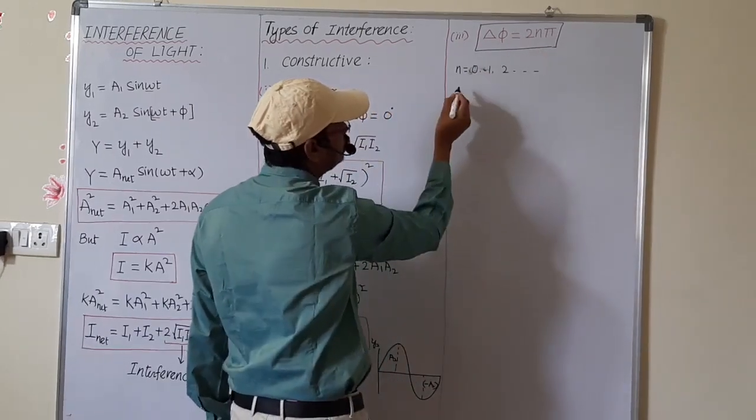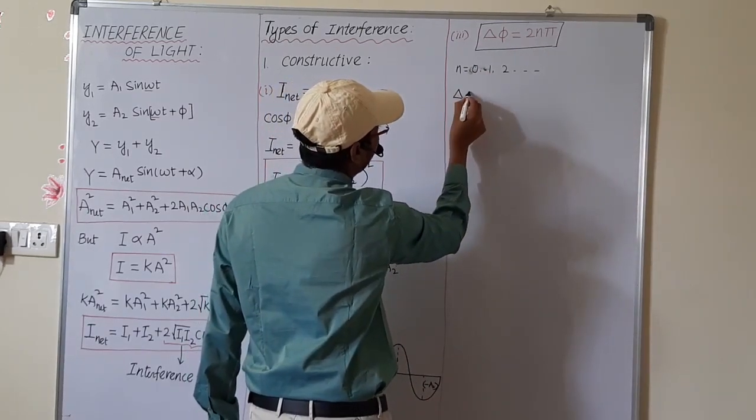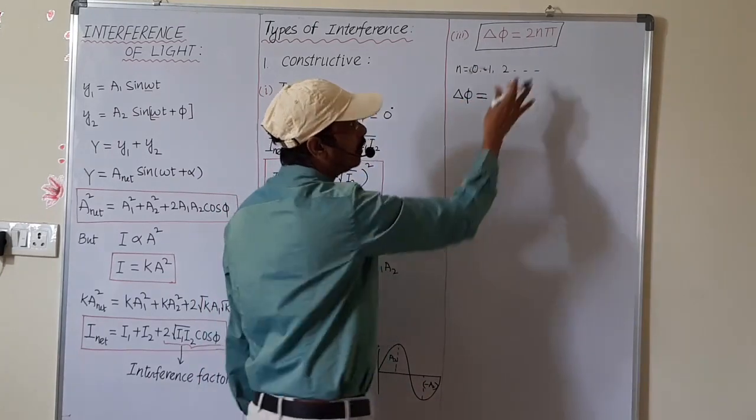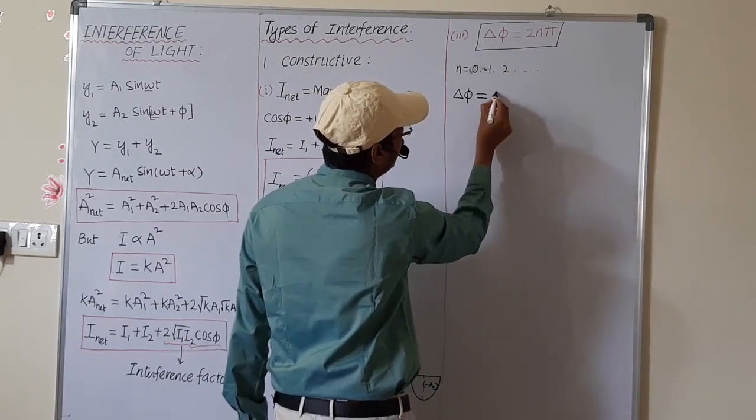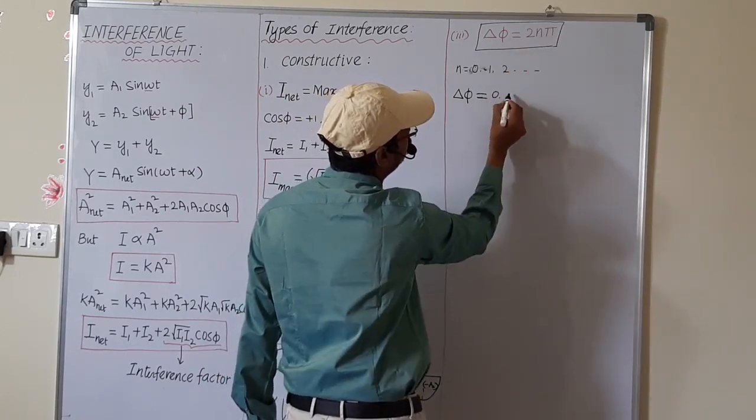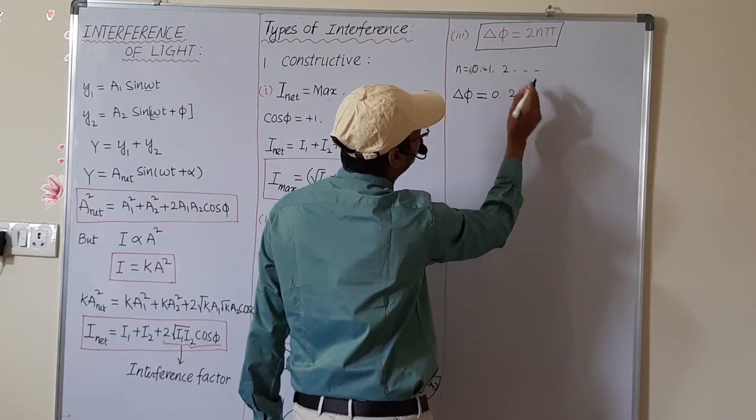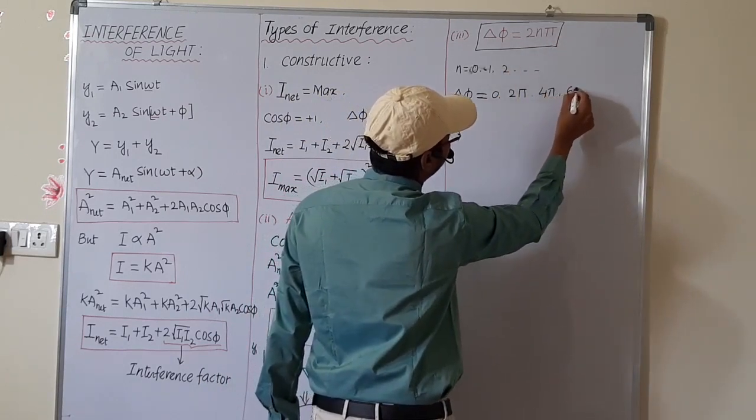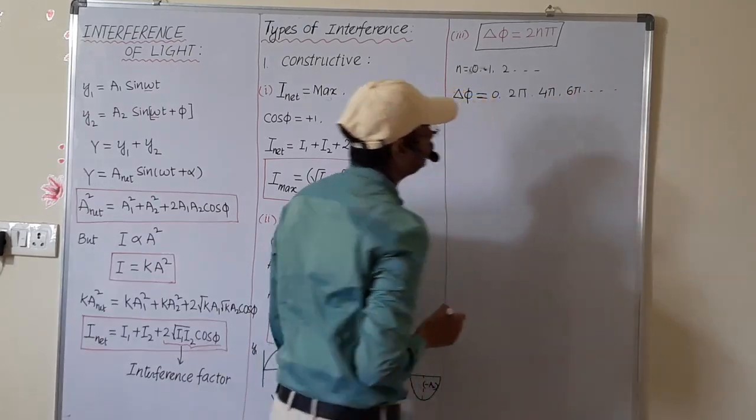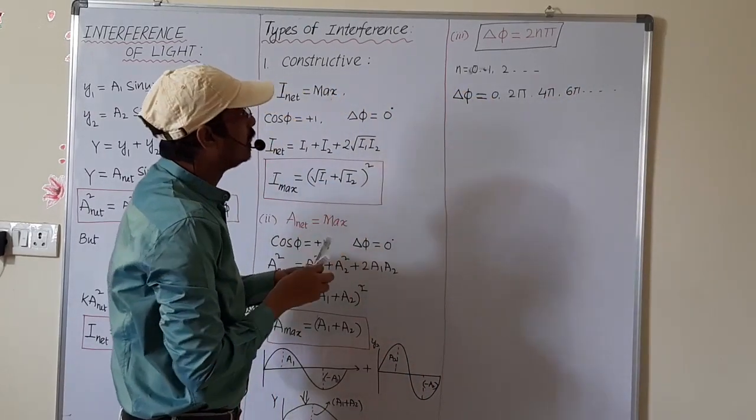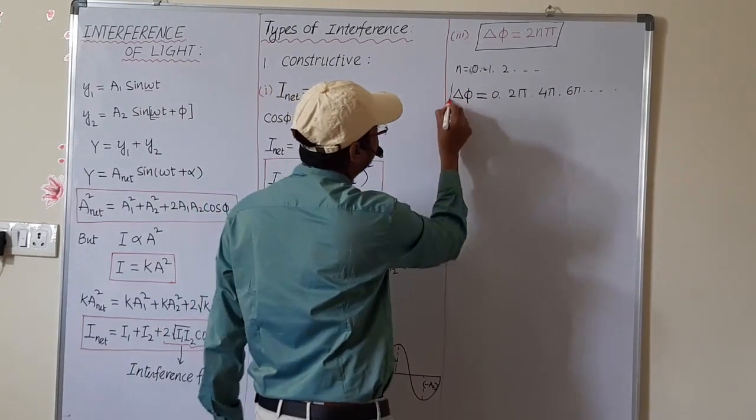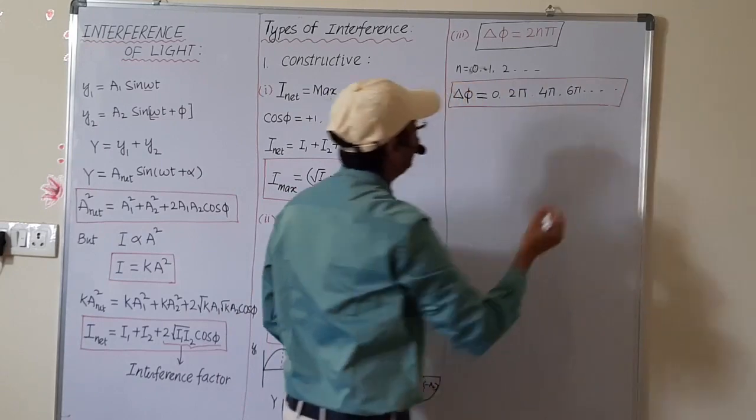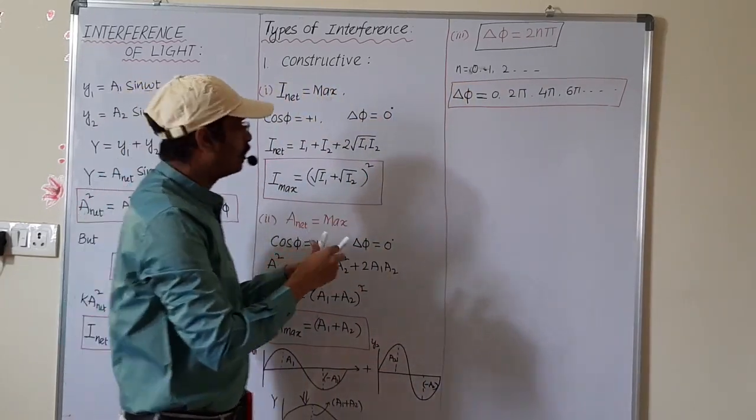If I take n equals to 0, the phase difference is 0. If I put 1, 2 pi. If I put 2, 4 pi, 6 pi and so on. At these points the interference is constructive. That will give the bright fringes, which we will discuss later.